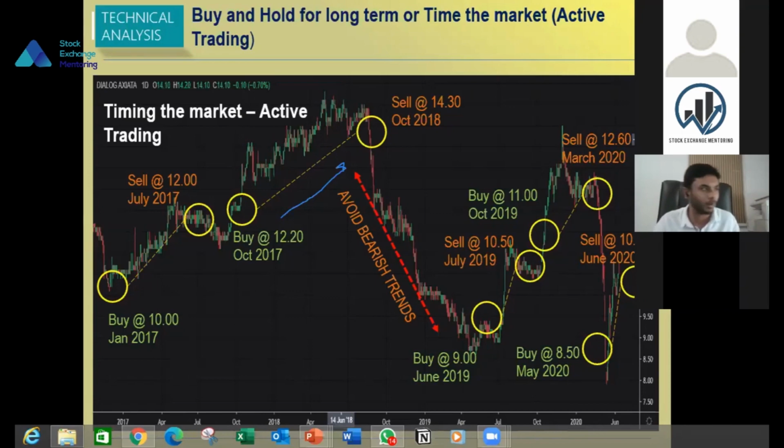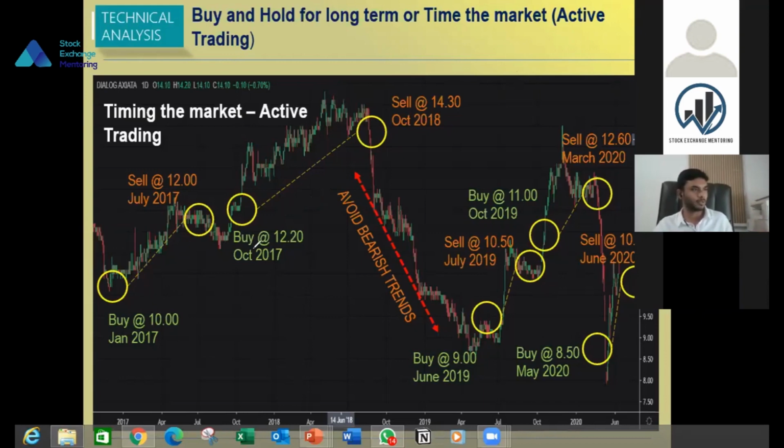You can see now the same stock gives you the opportunity to make multiple trades and to maximize your profit opportunities. Okay, so it seems very easy when looking at this chart. Okay, come on, I just have to buy at these points and sell at these points.